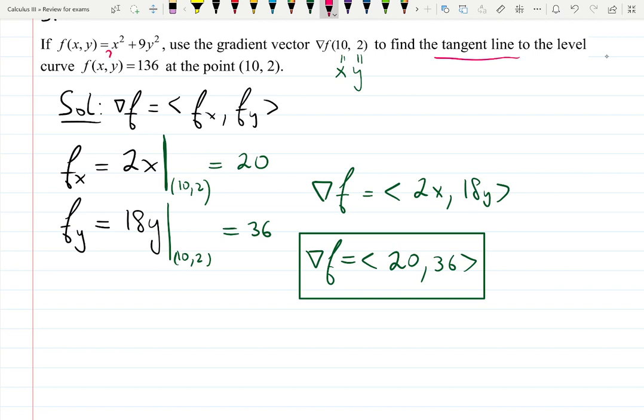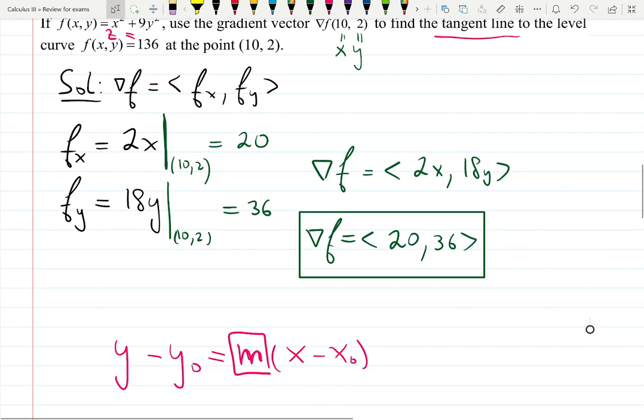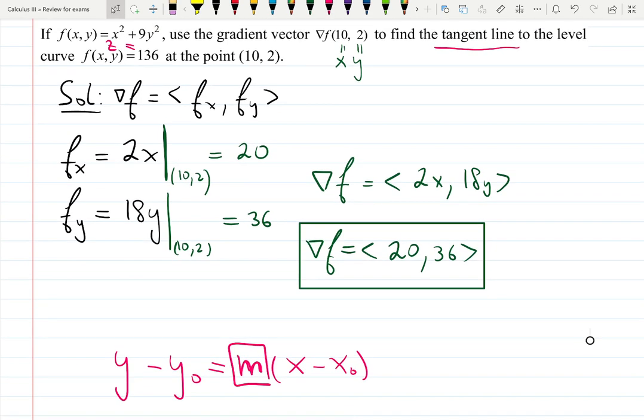Z equals, this is my Z, 136. So we know the equation of the line is y minus y sub 0 equals slope m times x minus x sub 0. We just recently learned that the slope can be found in so many different ways. The common mistake is to assume that 20 and 36 will be my slope here. That is not true. Or 20 over 36. That is also not true.